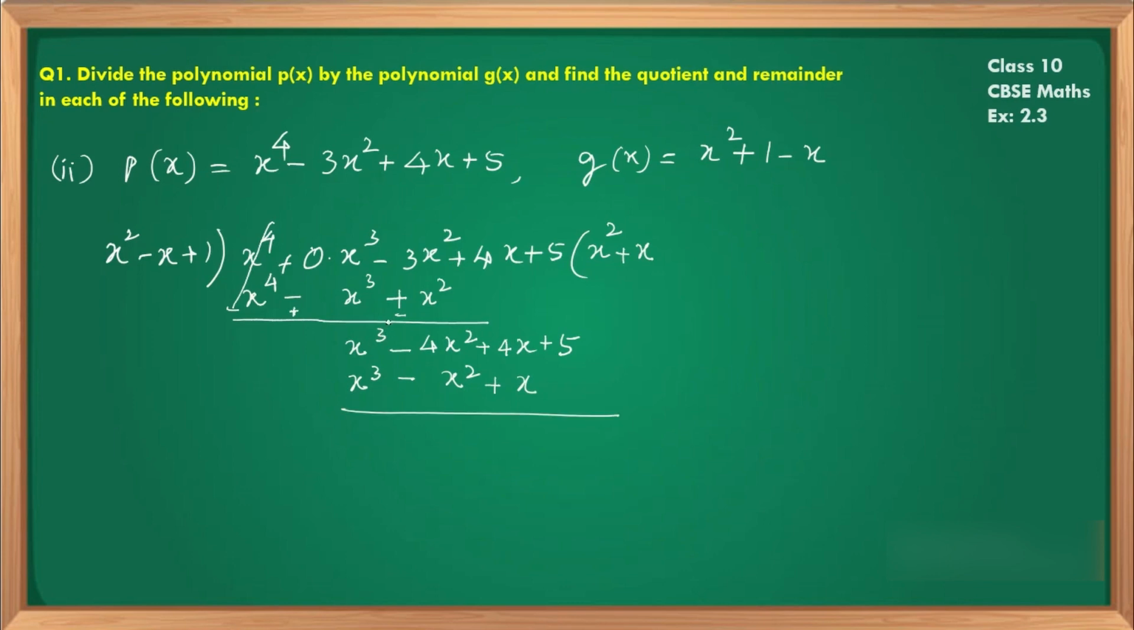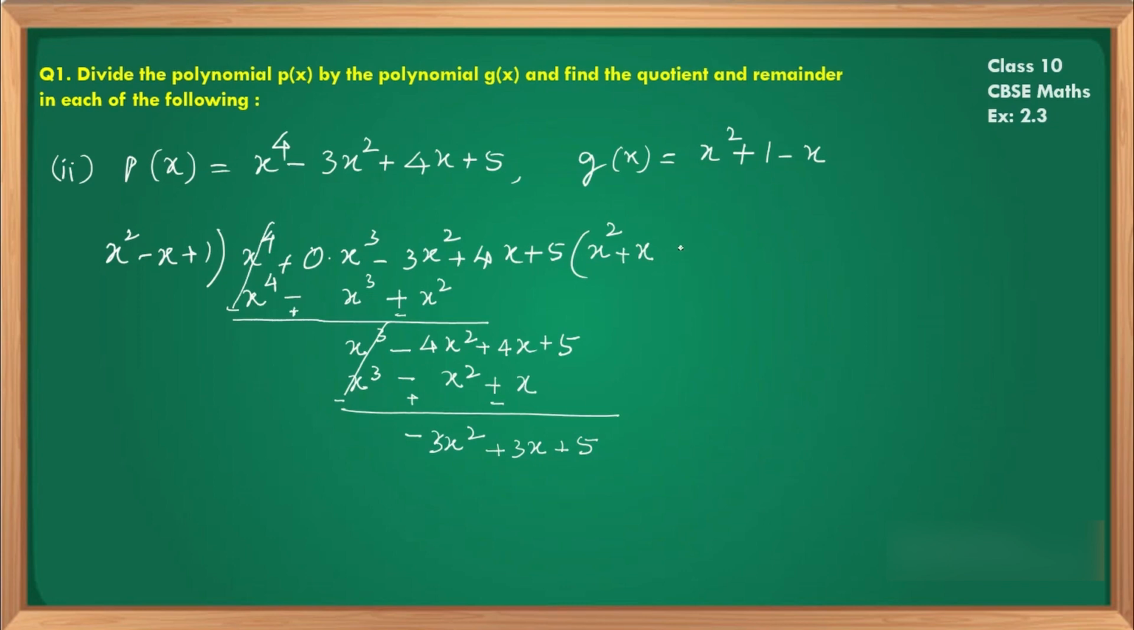Now as you know, this gets cancelled because here we have a plus which becomes minus, and here this minus becomes plus. Therefore minus 4x square plus x square, you get minus 3x square, and this becomes minus. You need to subtract 4x and minus x, you get plus 3x. Bring this 5 down.